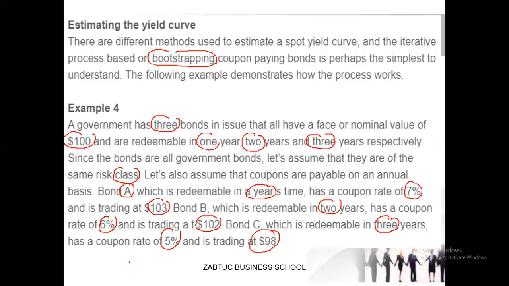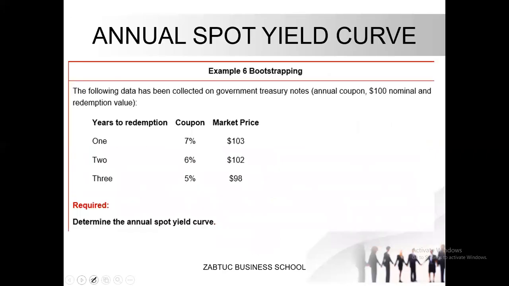Now, some of you may say this data is difficult to follow, isn't it? What if we put it this way? The same data, is it easier to follow now? Bond A, Bond B, Bond C. The coupon rates are here. The market values are here. Determine the annual spot yield curve. So we want you now to find the annual spot yield curve from this.